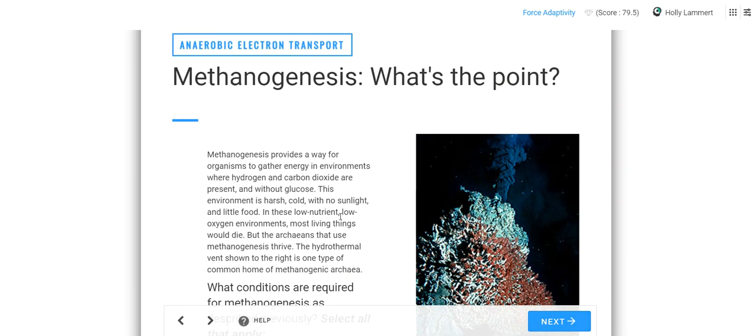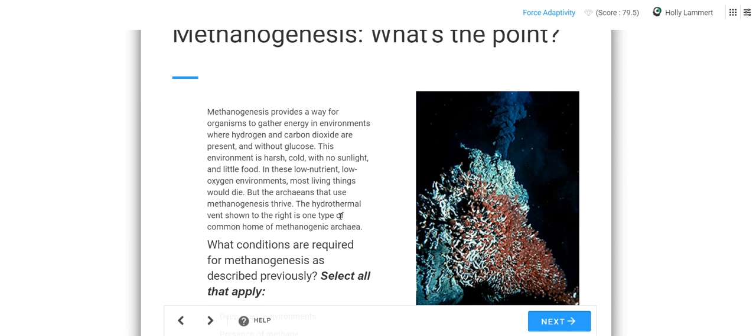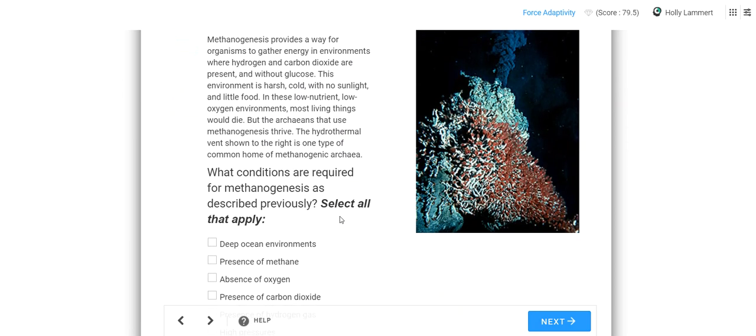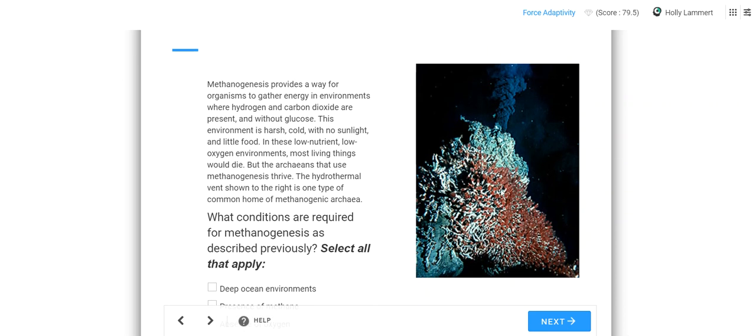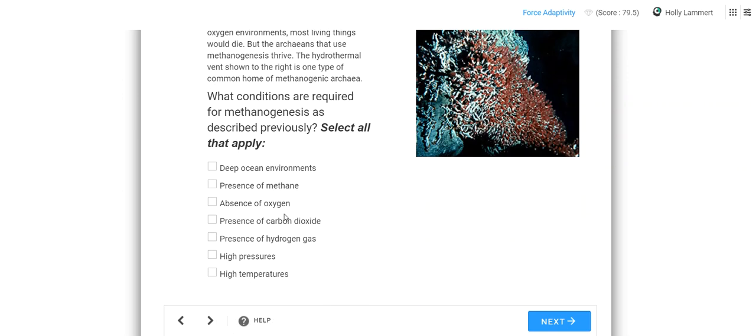Okay. So what's the point here? Methanogenesis provides a way for organisms to gather energy in environments where hydrogen and carbon dioxide are present and without glucose. This environment is harsh, cold, with no sunlight and little food. In these low nutrient, low oxygen environments, most living things would die, but the archaeans that use methanogenesis thrive. The hydrothermal vent shown to the right is one type of common home for methanogenic archaea. Yeah, so these things are super cool down at the bottom of the ocean.